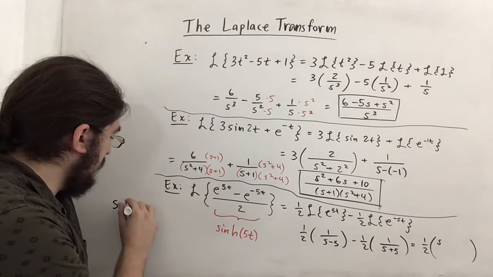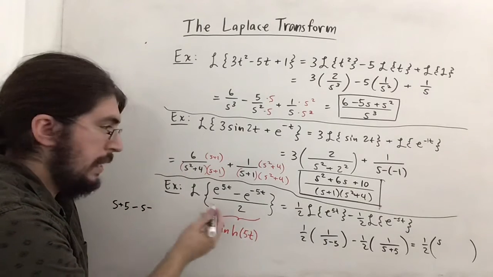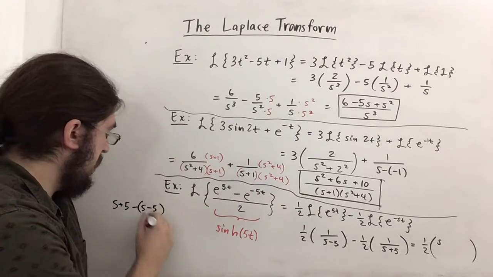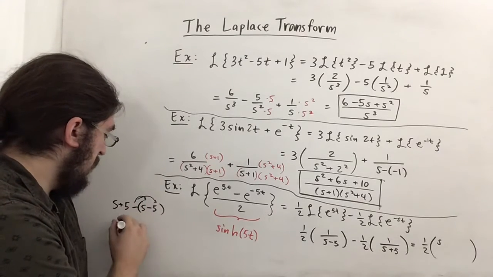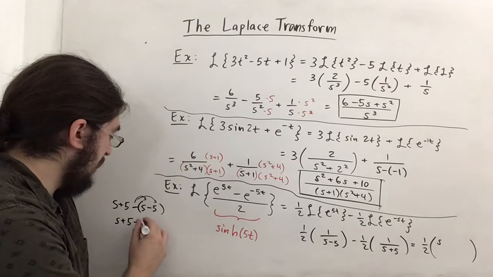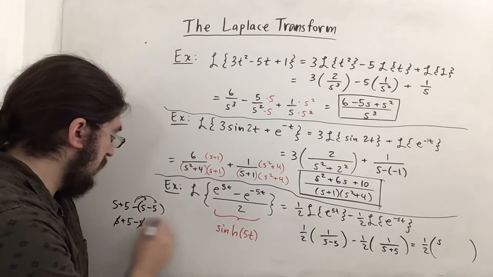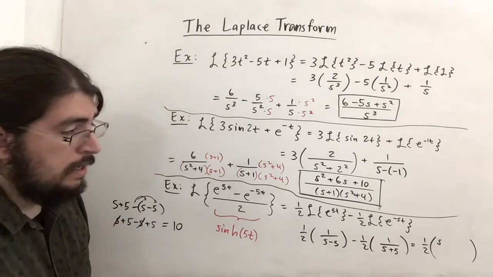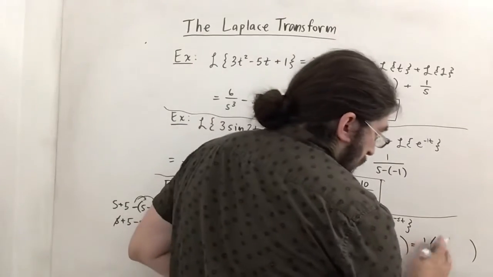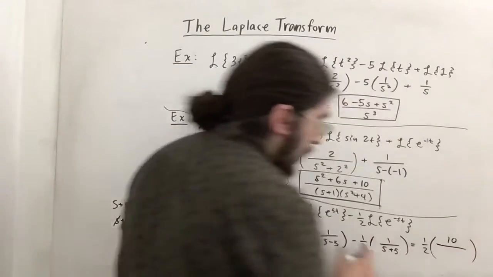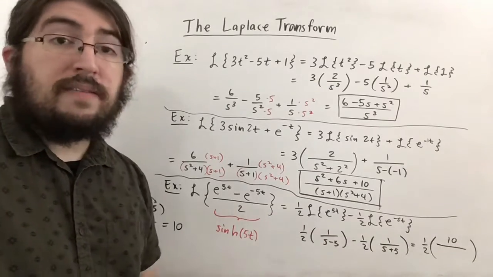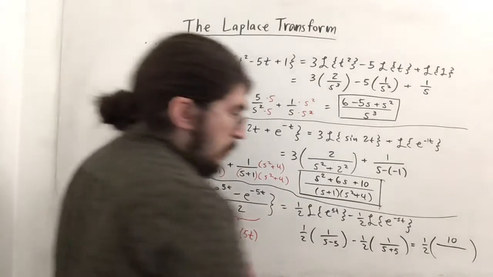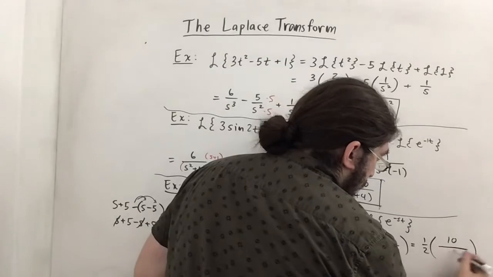If you get s plus 5 minus, s minus 5, like this, after distributing the negative, what you end up getting is s plus 5 minus s plus 5. The s's cancel, so you just get 10. So on the top we'll get 10. In the denominator, we'll get the product of these denominators, which is s minus 5 times s plus 5. That foils as a difference of squares: s squared minus 25.